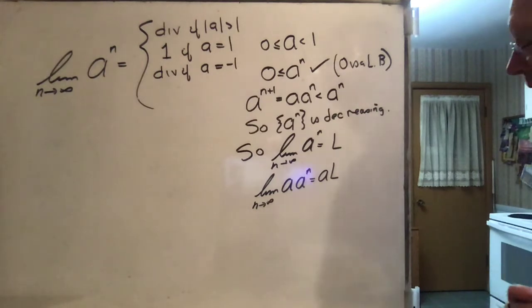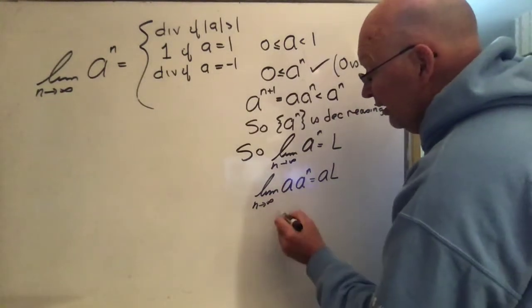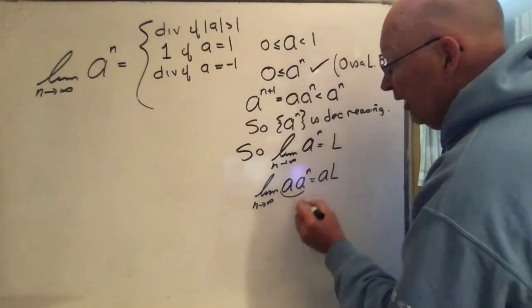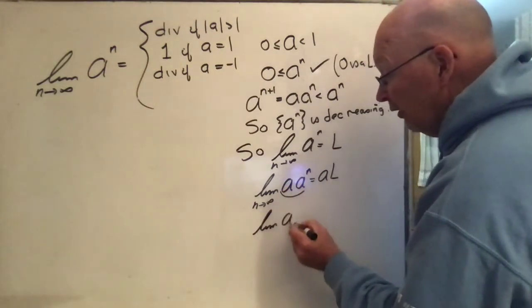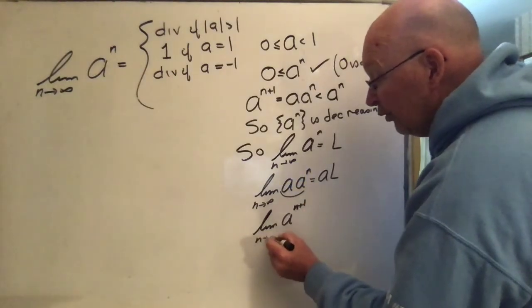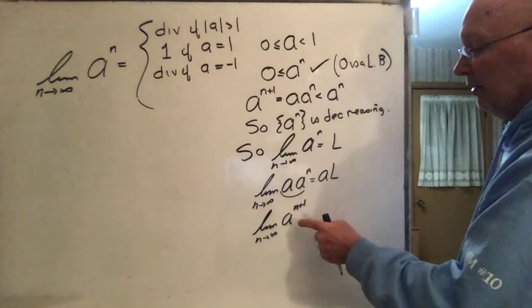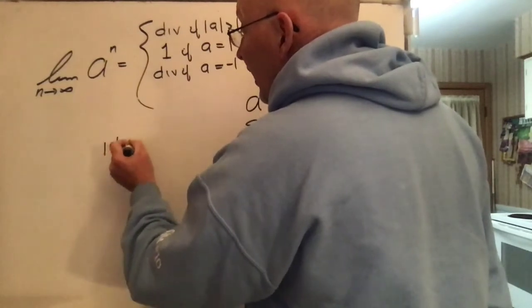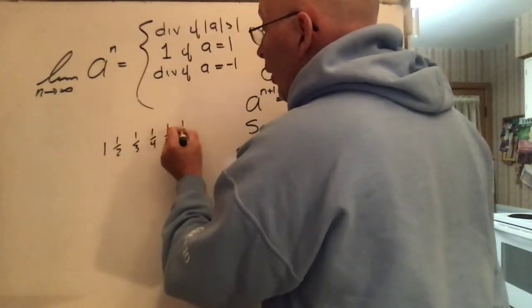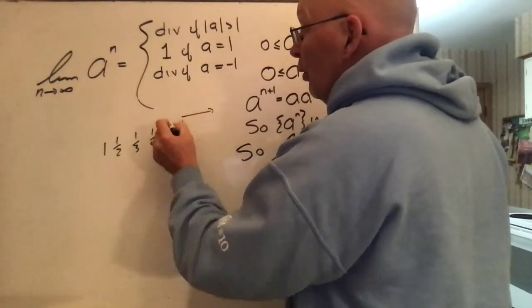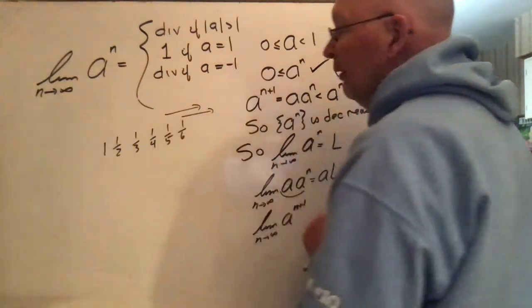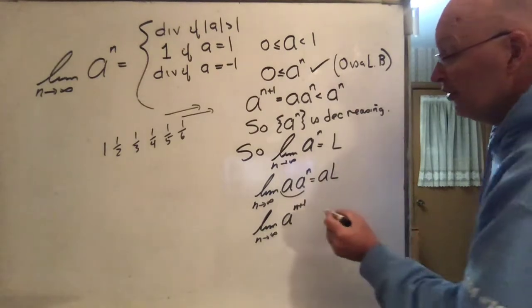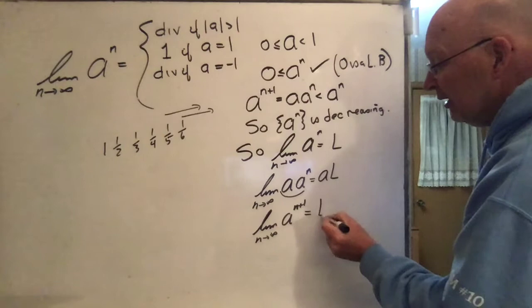So that's true. But notice that A times A sub n is just equal to A to the n plus 1. So this right here is the limit of A to the n plus 1 as n goes to infinity, and this is just the same sequence, one farther along. If you have the sequence 1, 1/2, 1/3, 1/4, 1/5, 1/6, and you start here or you start there, one is marching right behind the other. They're both heading to the same limit. So this limit is also got to be L.